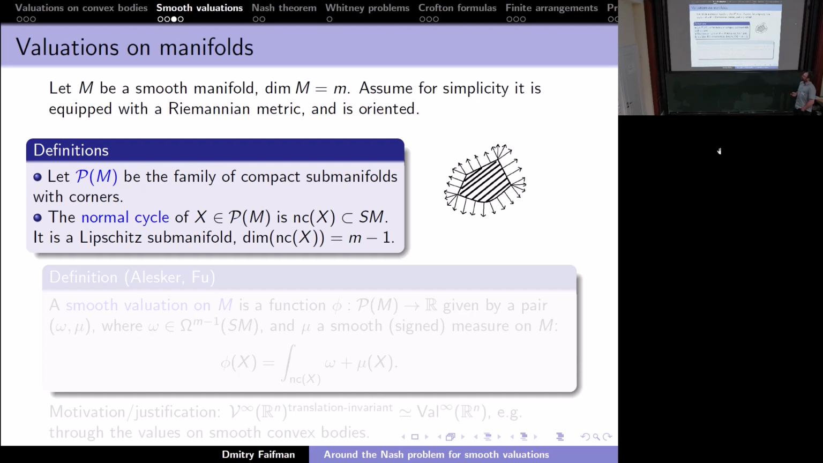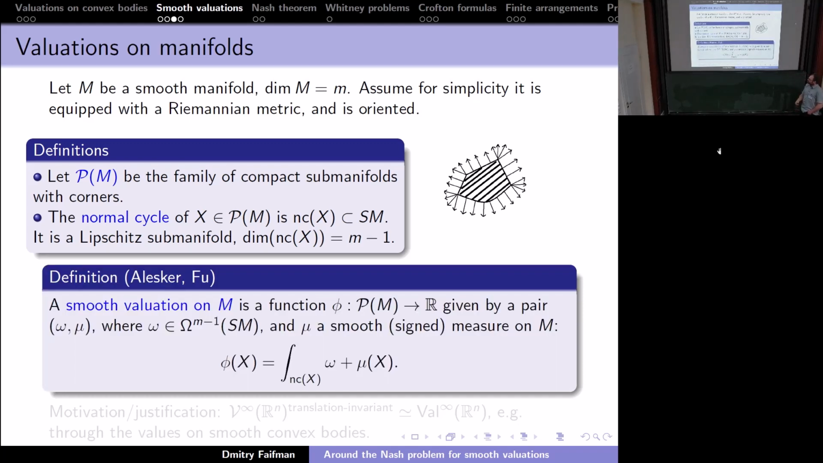And this normal cycle has some nice properties. It's a Lipschitz submanifold, and it has the same dimension, m-1, regardless of the dimension of X. That's a bit confusing maybe at first, but then you realize that if X has smaller dimensions somewhere, it will have more orthogonal directions, and the sum is always the same. It's m-1 dimensions. Okay, so we have the normal cycle.